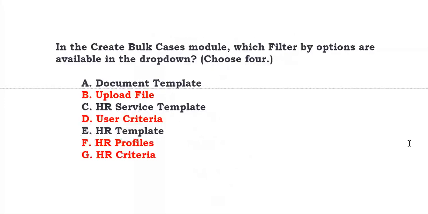Our question is, in the Create Bulk Cases module, which filter by options are available in the drop-down? Option A, document template. Option B, upload file. Option C, HR service template. Option D is user criteria. Option E is HR template. Option F is HR profiles. And option G is HR criteria. Correct answer is options B, D, F and G.